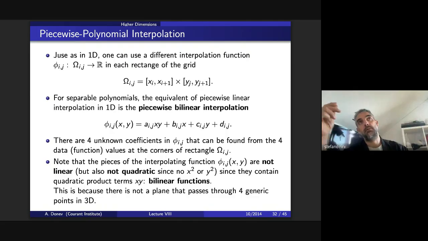Then we have a coefficient for the x power 0, y power 1. A coefficient for the y power 0, x power 1. And a coefficient for the x power 0 and y power 0. Okay, so we have 4 unknown coefficients. And now we have to choose how to place these coefficients. What we can do, of course, is ask for these coefficients to match the interpolation points at the 4 corners of the rectangle. So this is what you call a bilinear function. Okay, it's a product of two linear functions.